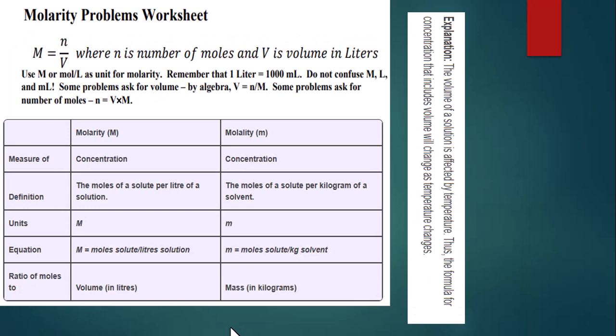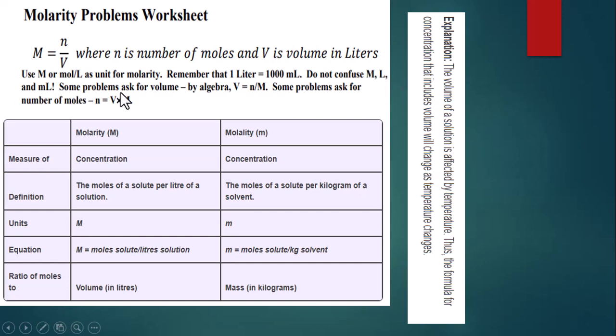All right. Molarity problems worksheet. Molarity is equal to the number of moles of the solute divided by the liters or the kilograms of the solvent. Very important, where n is the number of moles and V is the volume in liters or in kilograms. We saw that. Use M or moles per liter as the unit of molarity, or we can use moles per kilogram. Do not forget, remember that 1 liter equals 1000 milliliters.